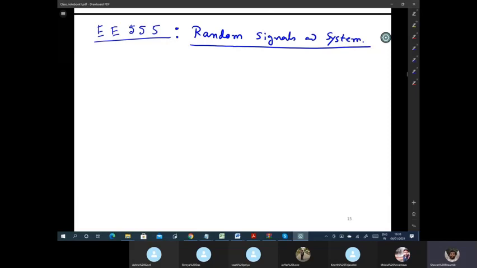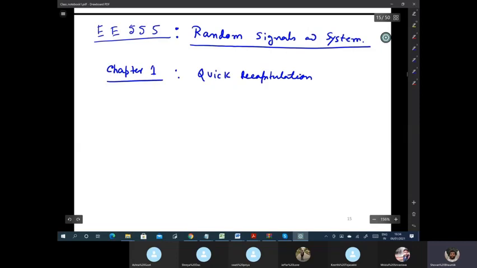So we'll start very quickly. First thing is Chapter 1, which is a kind of background, or we can write it as a quick recapitulation. There are many things we need to recapitulate, mainly probability and statistics. So we'll start with probability.